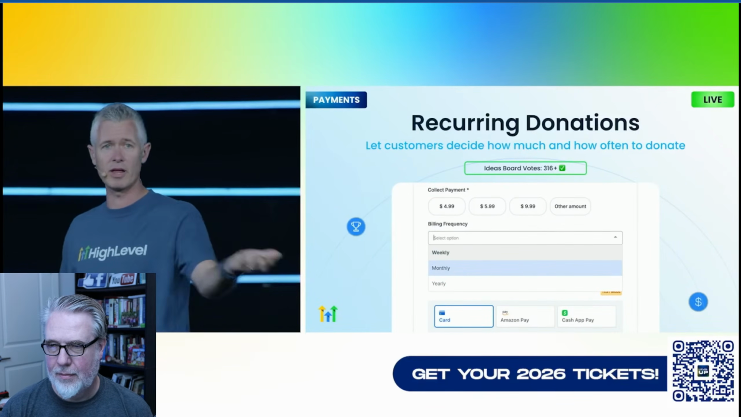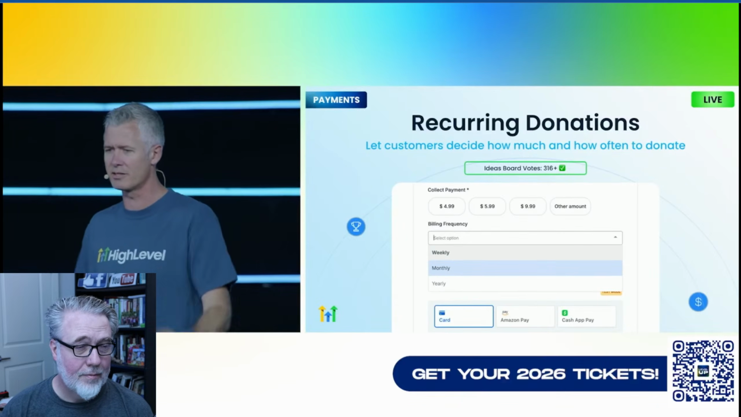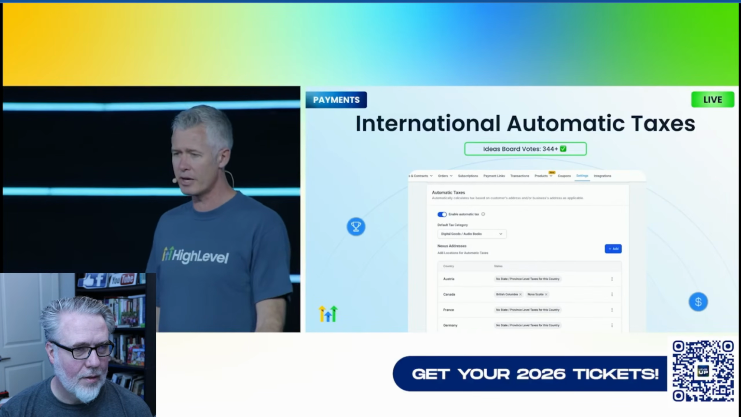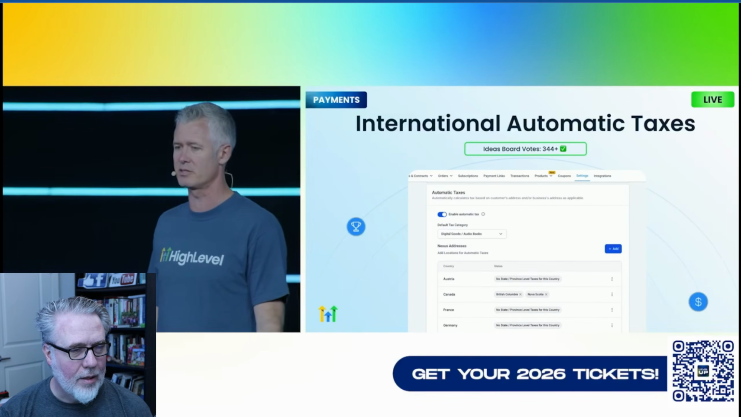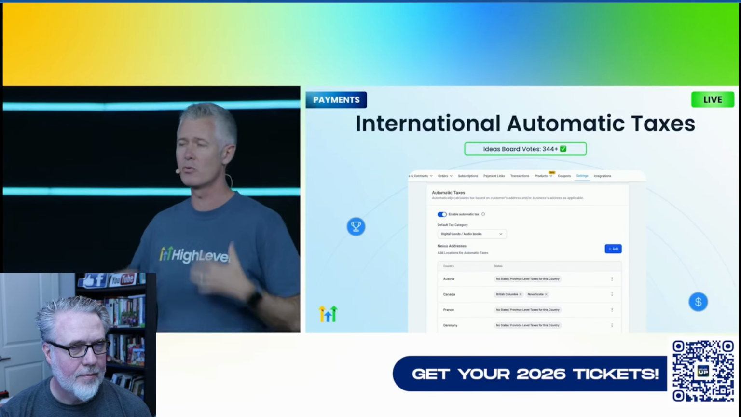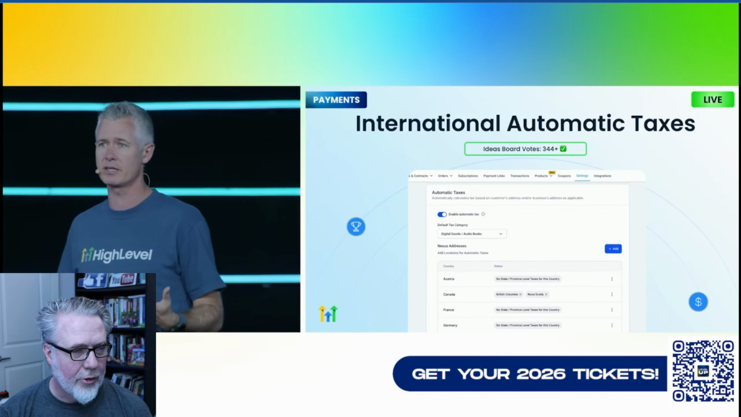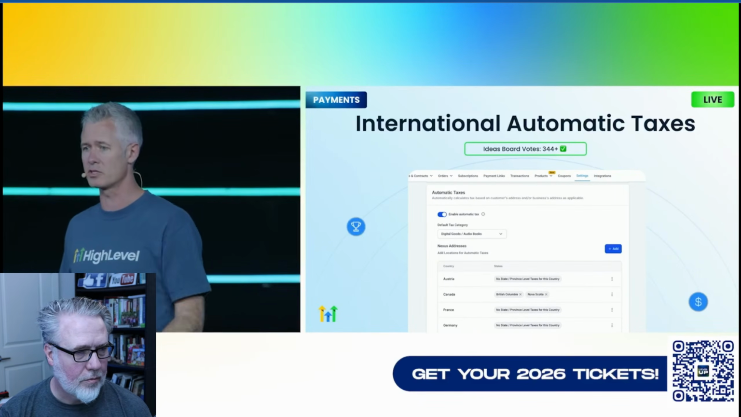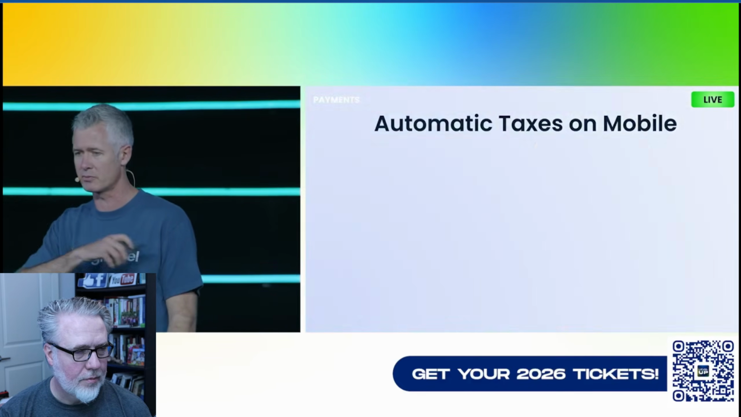Recurring donations, who likes recurring donations? Yeah, let's do recurring donations. International automatic taxes. Nice. This is really, really cool. So yeah, obviously we want to be able to help everybody automate that tax stuff. Taxes are annoying, so let's just automate it and make it happen automatically. So that's what that is.